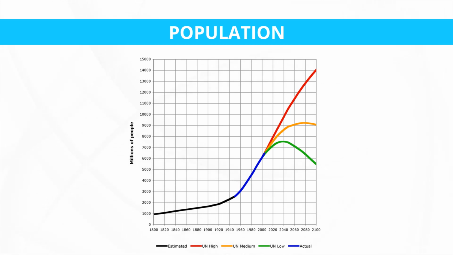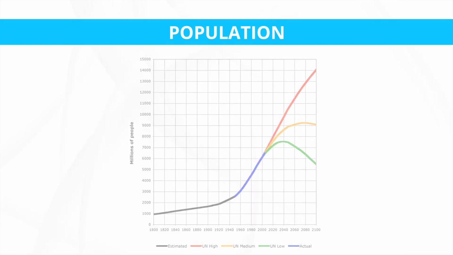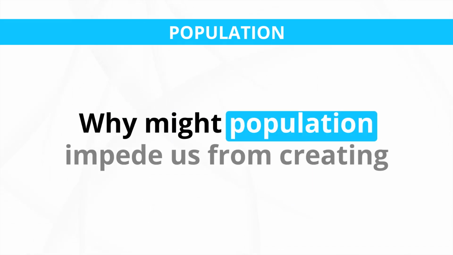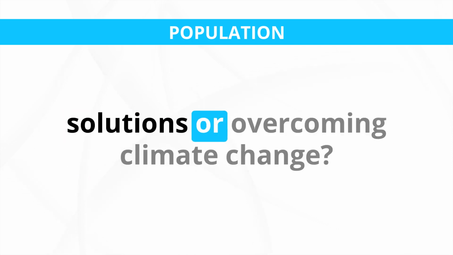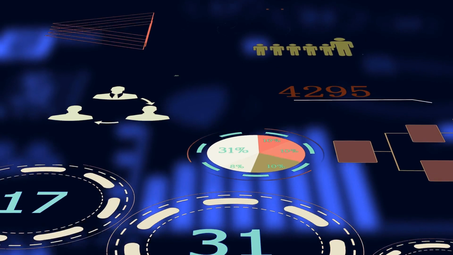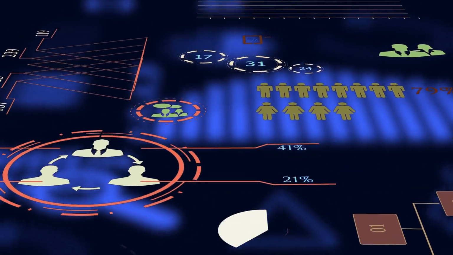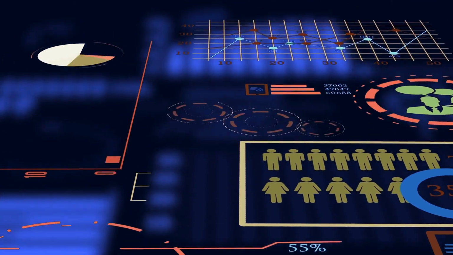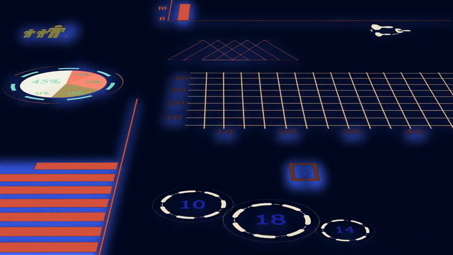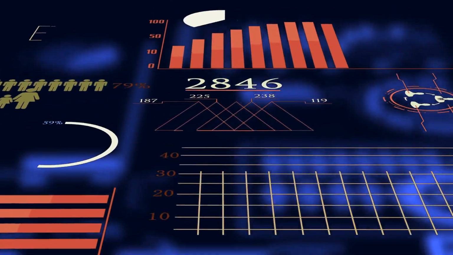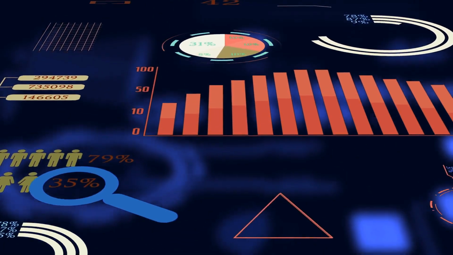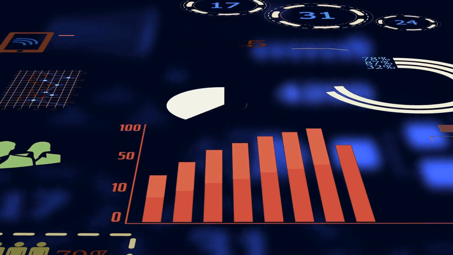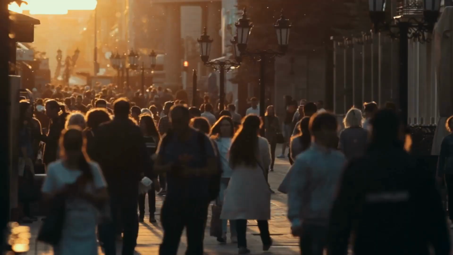So really huge declines in fertility in the world. And it's projected to be more like 2.1 births per woman in 2050. Why might population impede us from creating solutions or overcoming climate change? It's really important to understand how population is situated in the science around climate change and in the discourse around climate change, to avoid drawing simplistic conclusions about it, and to differentiate the science from the politics.